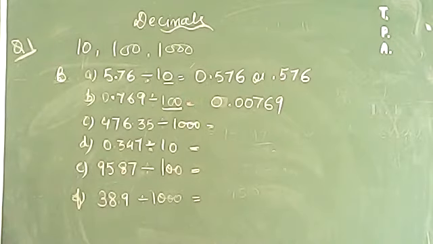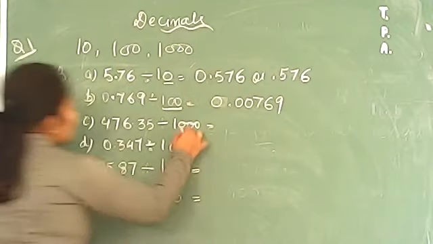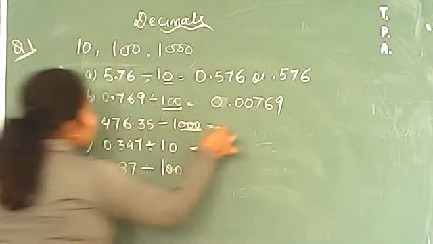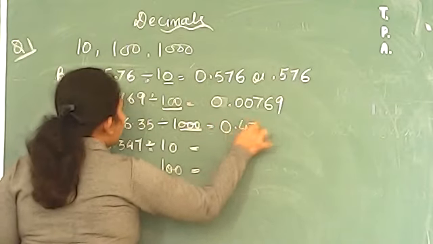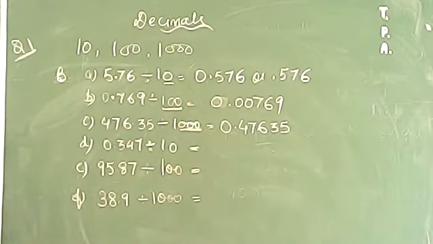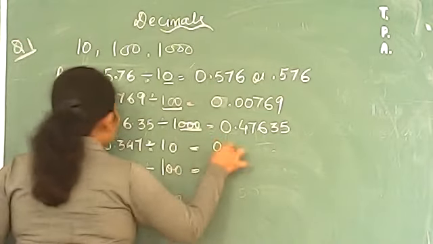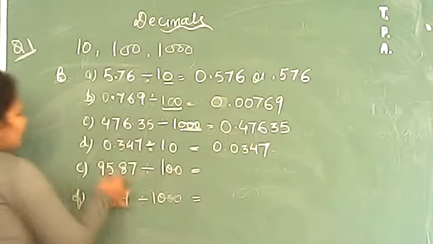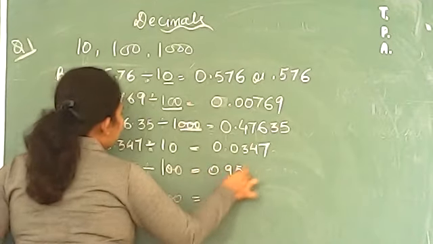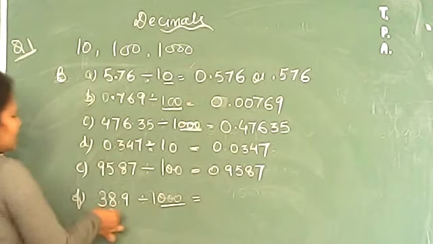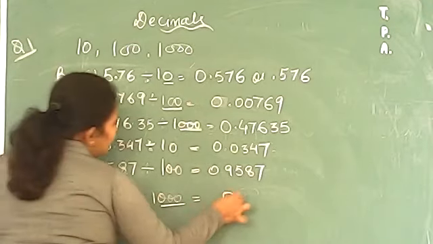ठीक है. Now move on to question number C. You have to shift 3 places because right now you have 1000. 1000 means 30 along with 1. So your answer would be this time 0.47635. Okay, simple. Now question number D, it would be now 0.0347. Question number E will be now 2 places it will shift, so 0.9587. Question number F, 3 places, but you have only 2 places here, so you include 1 more 0.